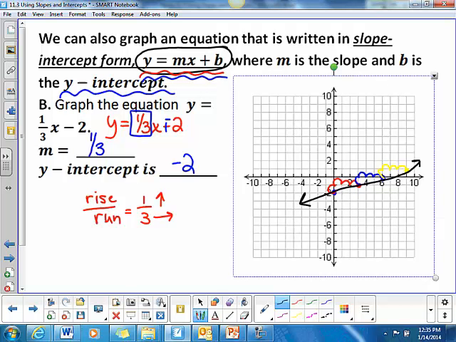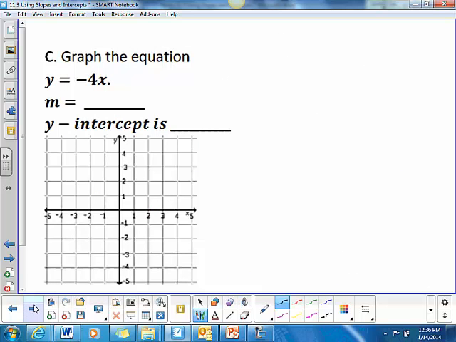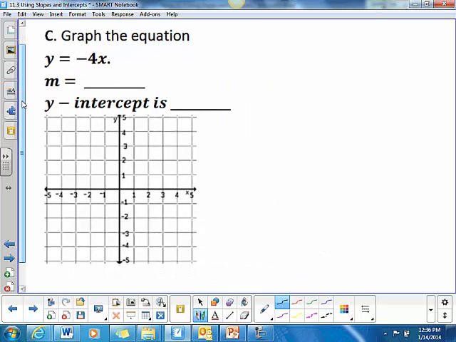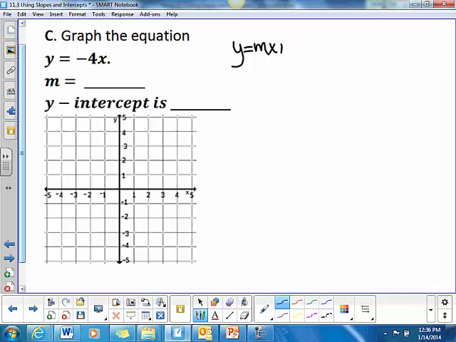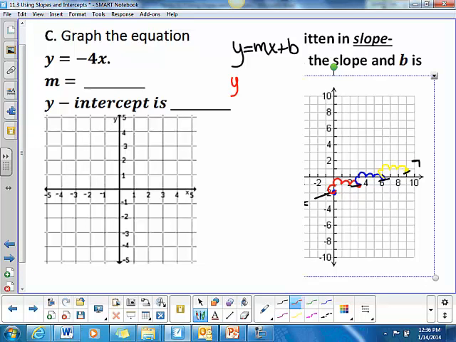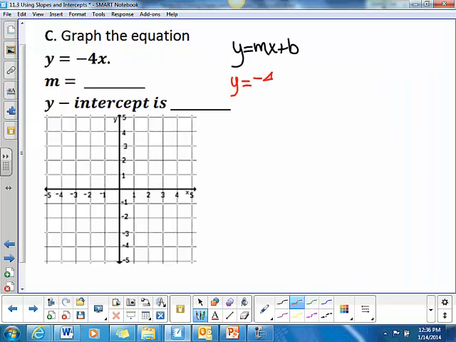Okay? So that's how you graph a line using slope-intercept form. Okay? So here I have another example. We're going to graph this equation using the same thing, slope-intercept form. Remember, that's y equals mx plus b. So when I graph this using slope-intercept form, if I rewrite the equation I'm given, y equals -4x, I don't have a b.